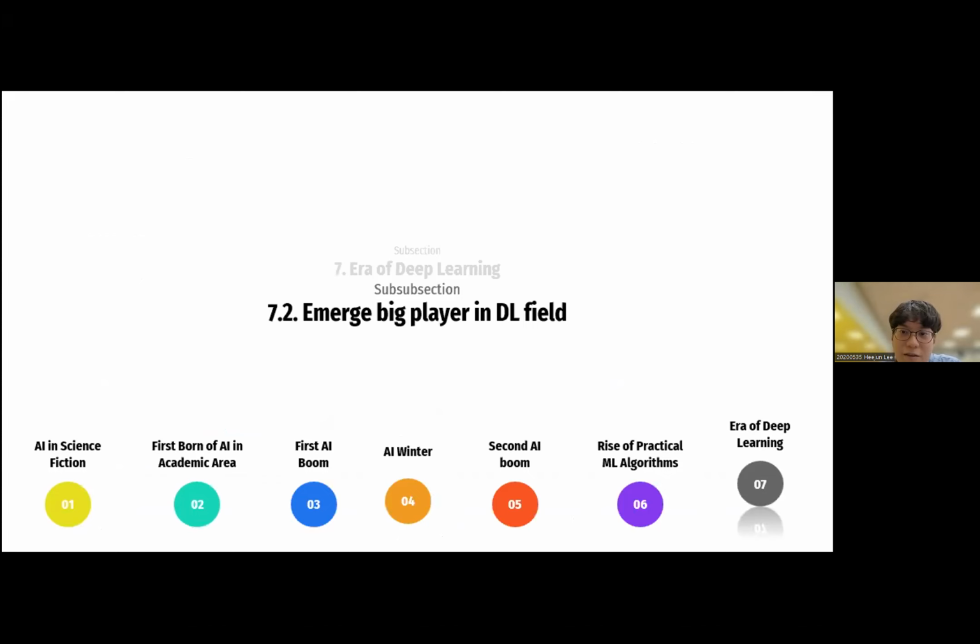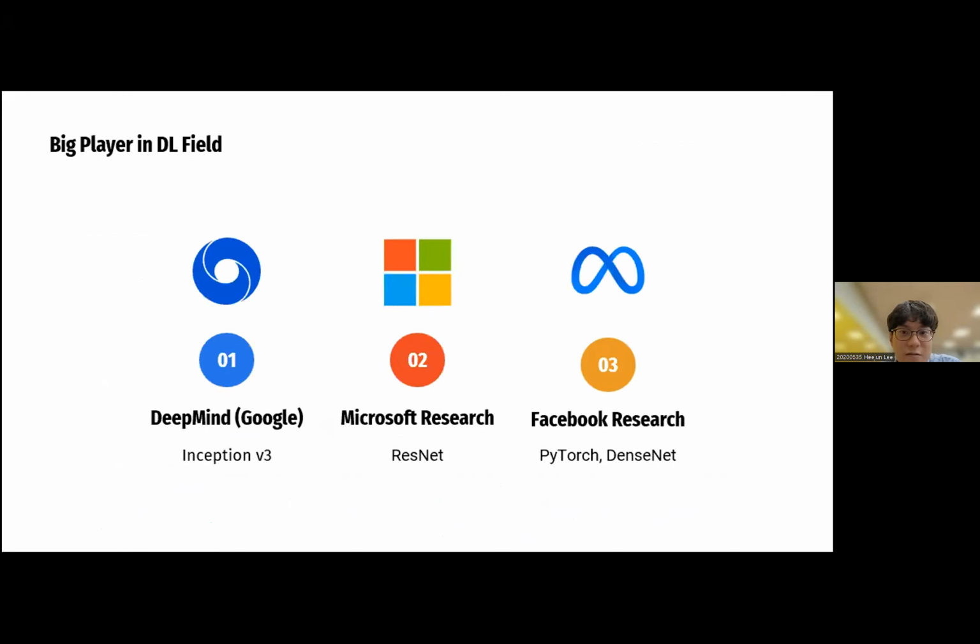Now let's talk about the big players in the deep learning field. Since 2011, when AlexNet was announced, many things changed. Tech giants got into the deep learning field and invested billions of dollars into research. This investment accelerated deep learning evolution.